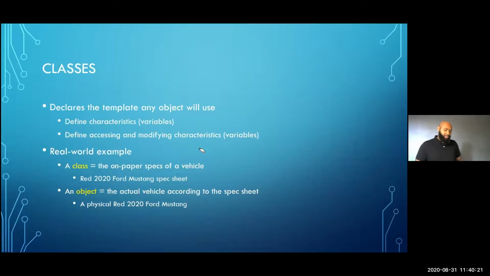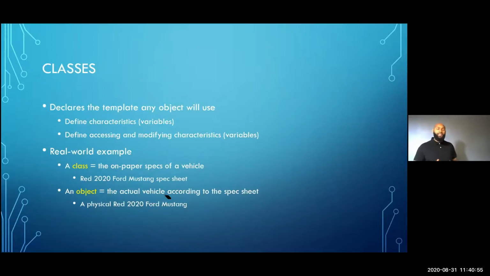All right, classes. They declare the template of any object we will use. They define the characteristics and how to access and modify those characteristics. I always like to give examples because it relates it to something I know. So a class is the on-paper specs of a vehicle. For example, a red 2024 Mustang GT V8, right? That's the spec sheet. I'm looking at all the specs.